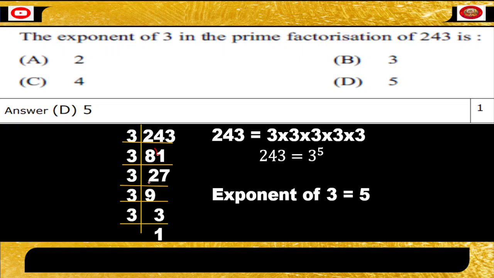3 sevens are 21. 3 nines are 27. 3 threes are 9. 3 ones are 3. That means 243 is written as 3 into 3 into 3 into 3 into 3. That means 243 is equal to 3 raised to 5. That means the exponent of 3 is 5. That means option D is the right answer.